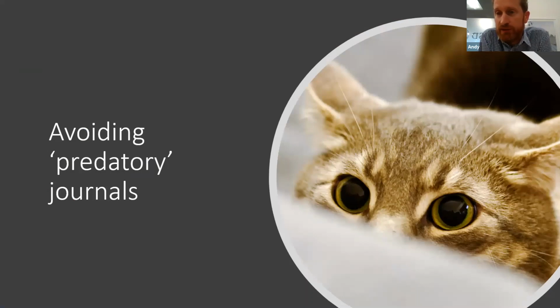My name is Andy Nobes. I work for INASP, an NGO based in Oxford in the UK. And we've been going for about 25 years. And the last 11 years, we have been running the AuthorAid program.